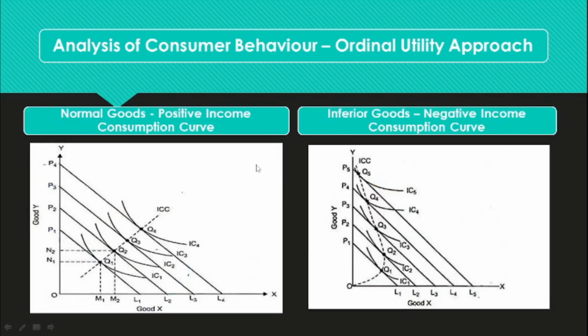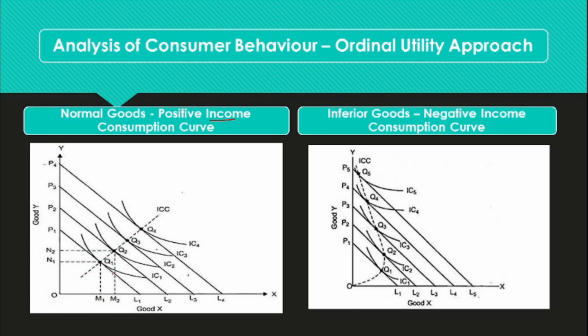And moving on to the next one, here we will discuss the possible shape of the income consumption curve. What is the income consumption curve? When we have various levels of equilibrium on different IC curves, if we join together all of those points, then we get the income consumption curve. So in case of normal goods, since the relationship between income and normal goods is positive, with the increase in income, we go to a higher level of IC curve.